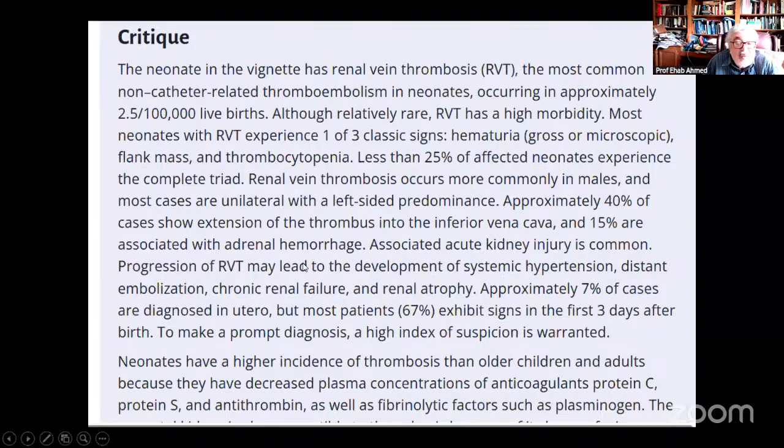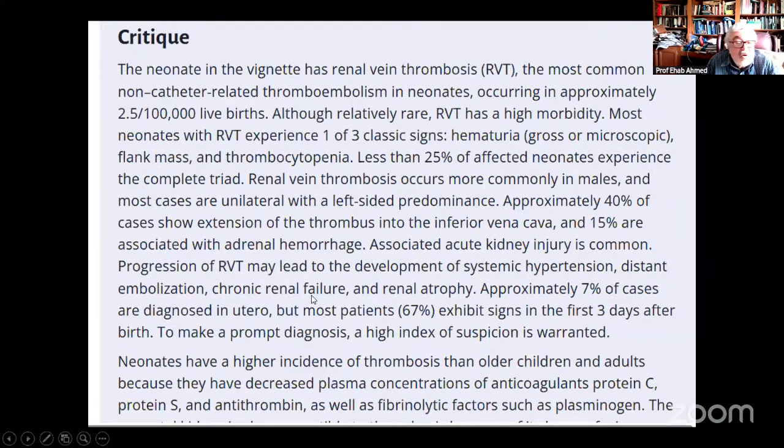15% are associated with adrenal hemorrhage. So the doctor who thought of adrenal hemorrhage was very smart. And it could be an association, by the way. Associated acute kidney injury is common. So we have renal vein thrombosis, usually associated with AKI and maybe adrenal hemorrhage. It's a very complicated issue in this baby who is already very sick and is on hypothermia.